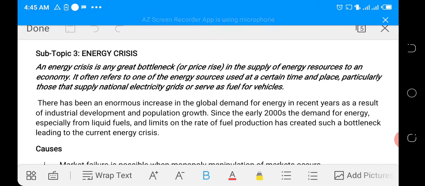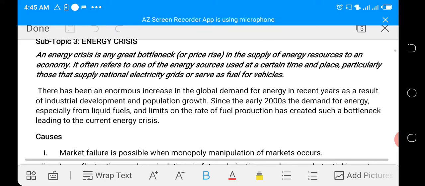There has been an enormous increase in the global demand for energy in recent years as a result of industrial development and population growth. Since the early 2000s, the demand for energy, especially from liquid fuels, and limit on the rate of fuel production has created such a bottleneck, leading to the current energy crisis.